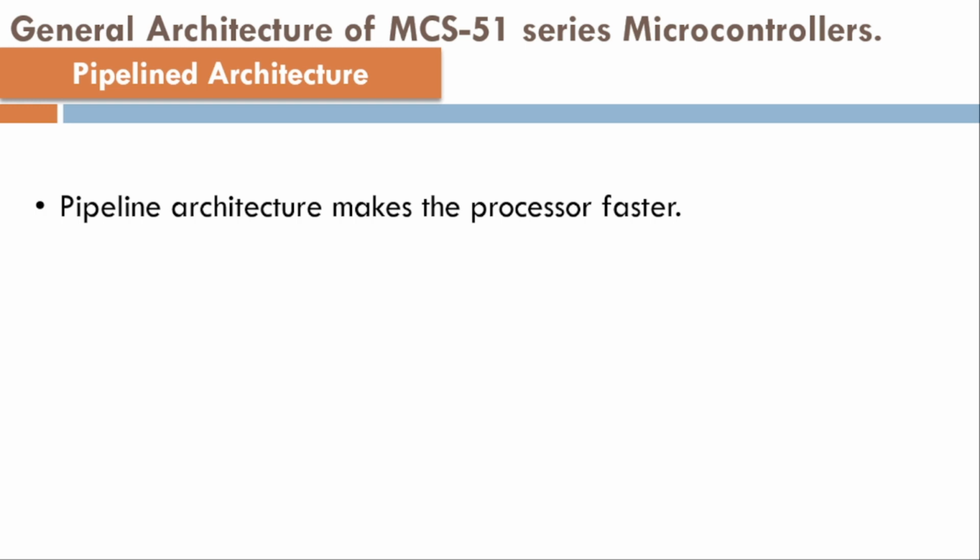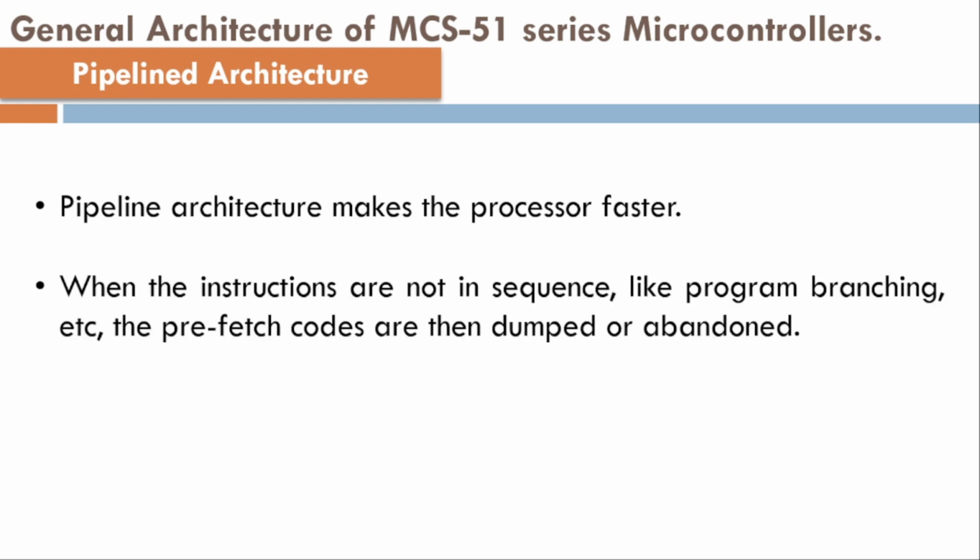The pipeline architecture enhances processor speed. However, in cases where instructions are not in sequence, such as during program branching, the prefetched codes are discarded or abandoned.